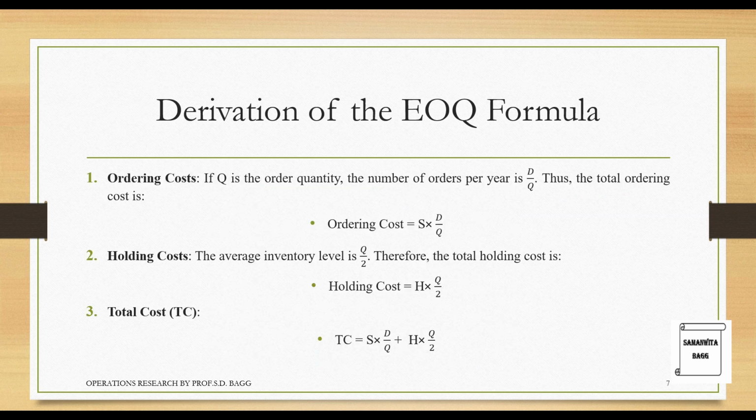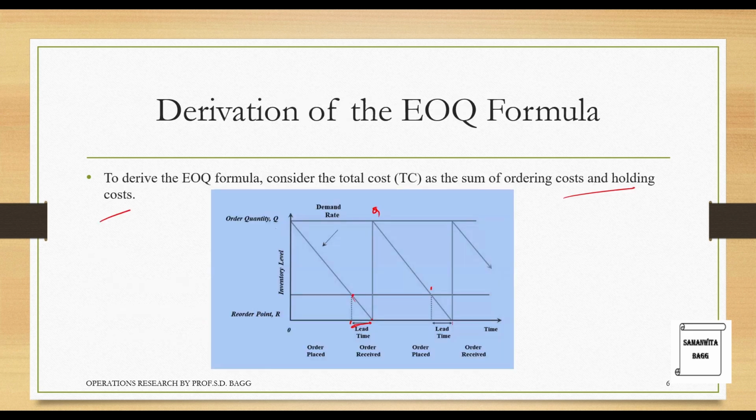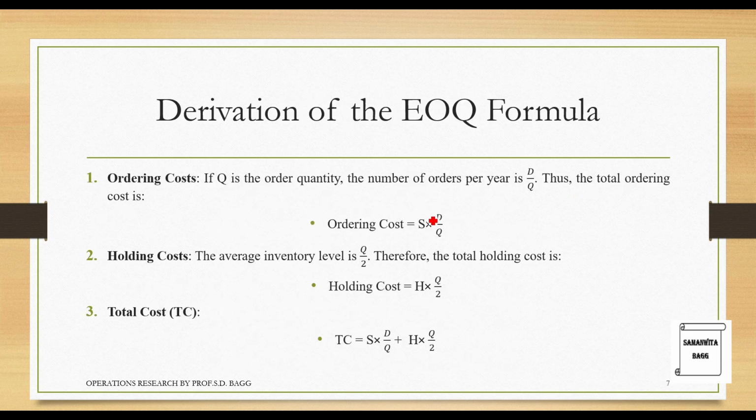Now we will talk about the formula for the various terms. One is ordering cost. If Q is the order quantity, the number of orders per year is D by Q, because Q is the order quantity and D is the demand. Thus, the total ordering cost is S into D by Q. You can see here, S is the ordering cost per order. So this will be ordering cost per order into demand upon the order quantity.